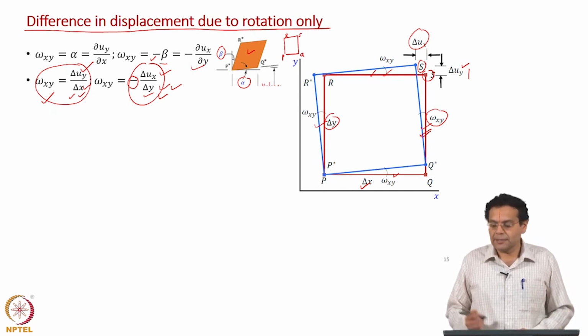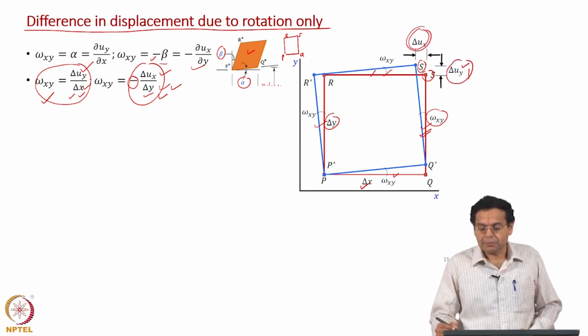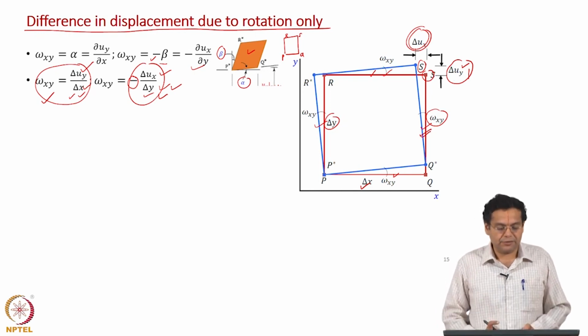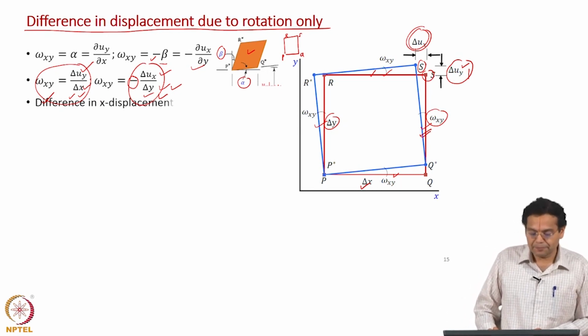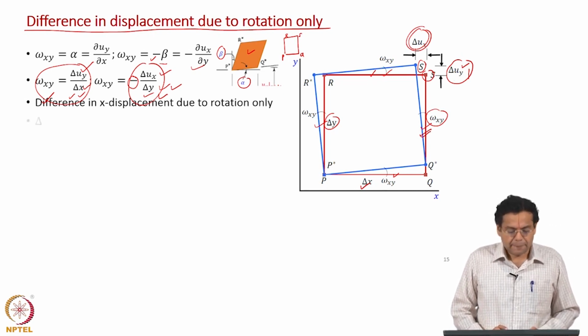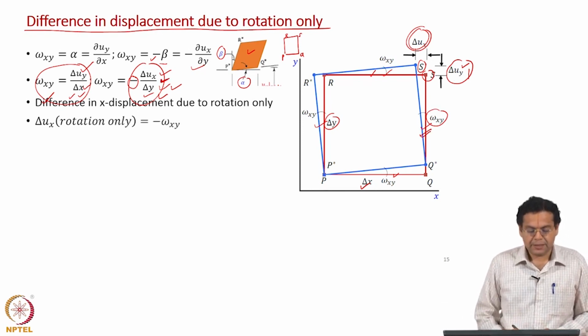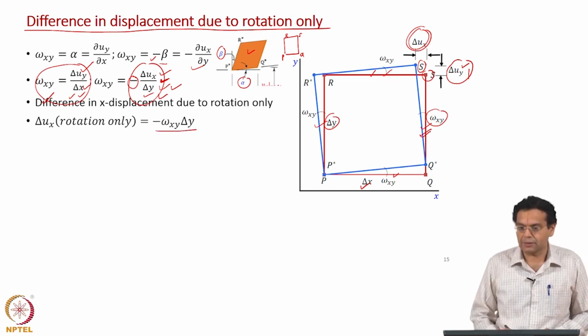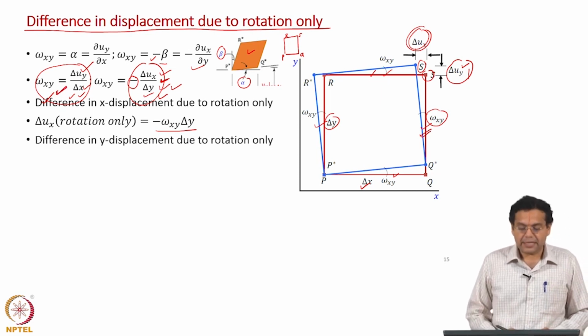Now, as usual, we will use these expressions for writing expressions for delta uy and delta ux. What do they represent? They represent difference in y displacement and x displacement because of rotation only. So, you first write for x direction. So, difference in x displacement due to rotation only. So, we use the second equation, delta ux rotation only is equal to minus omega xy delta y.